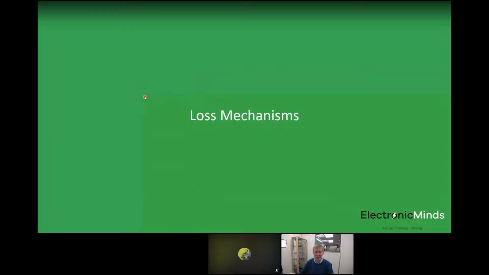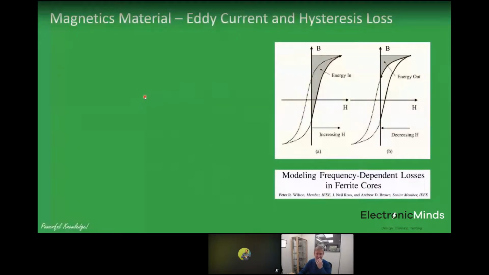Right, loss mechanisms. Hopefully you're staying with me on this. Let's take a little bit of a look at what causes loss in magnetic components. Firstly, for the magnetics material itself, that core, you can get something called eddy current and hysteresis loss.